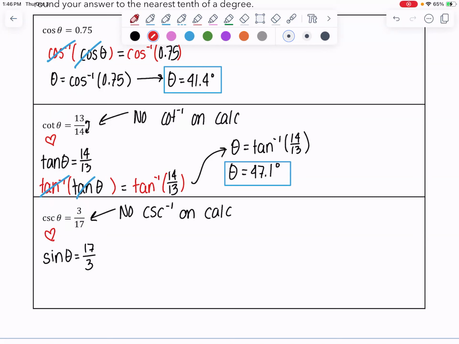So we know from SOHCAHTOA, so this is opposite over hypotenuse, and that would make the hypotenuse smaller than the opposite, and we know that's not possible. The hypotenuse has to be the longest side. So something weird has happened already.